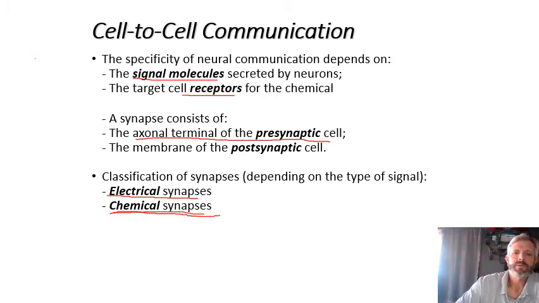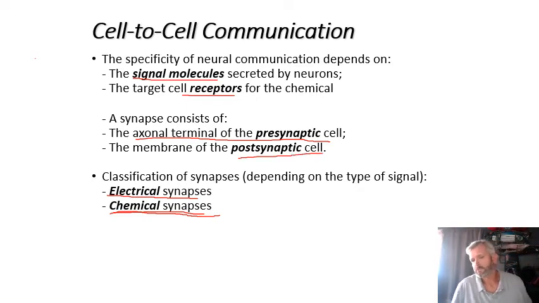All right, the membrane of the postsynaptic cell. Now, the postsynaptic cell can be many different cells. It can be a neuron, of course. It can be muscle. It can be glands. It just depends on what the presynaptic neuron is targeting. Okay. So in the next slides, we'll look at the electrical synapses.